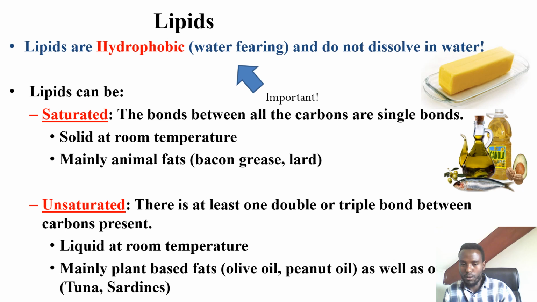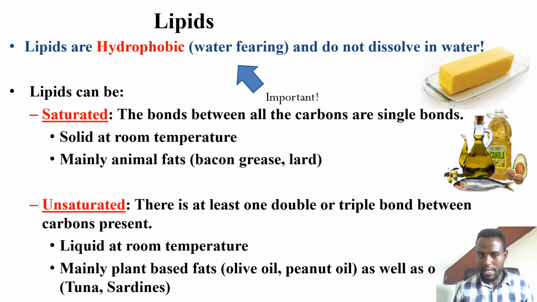And also unsaturated fatty acid, there is at least one double bond or triple bond between carbons. If between carbons there is a double bond or a triple bond, at least one, one or two or three, but not more than that. So we call these unsaturated fatty acids or unsaturated lipids. This is liquid at room temperatures.